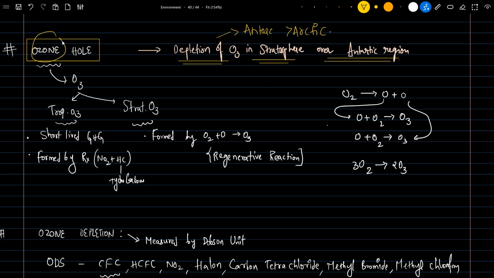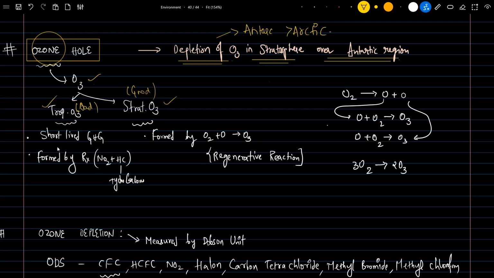So now let's understand this ozone in detail. Ozone is majorly of two types, tropospheric ozone and stratospheric ozone. Tropospheric ozone is a bad ozone, and stratospheric ozone is a good ozone, simply for our understanding.